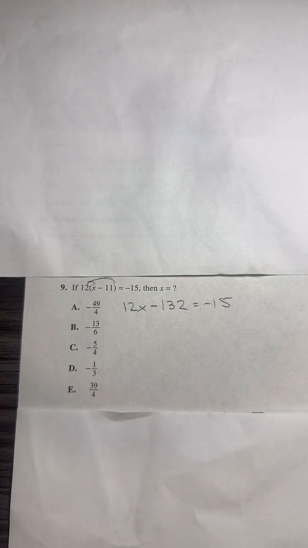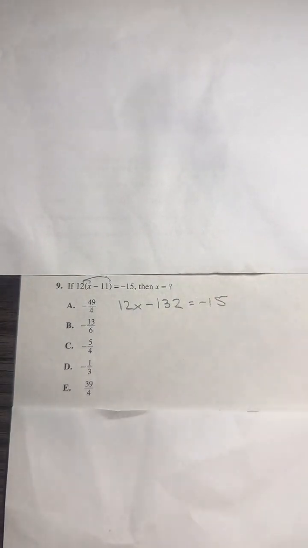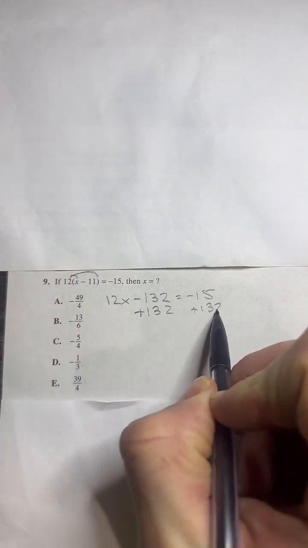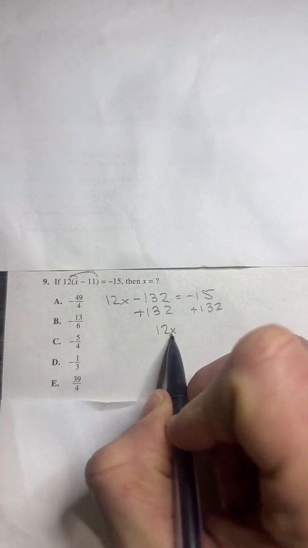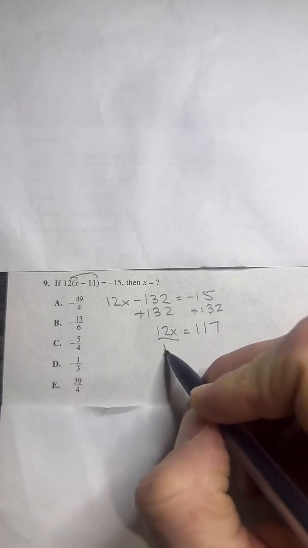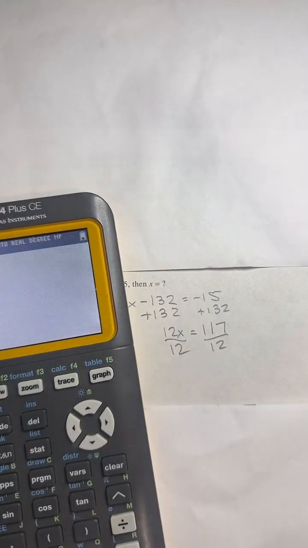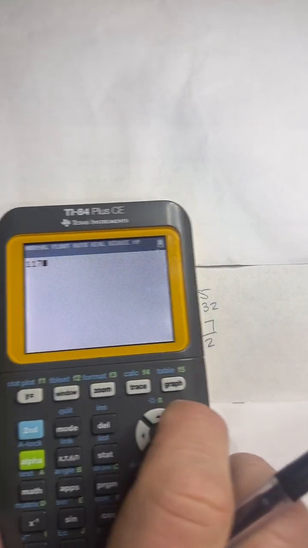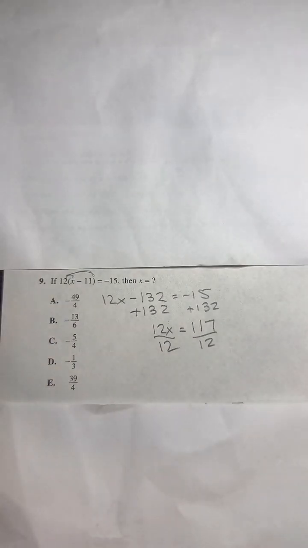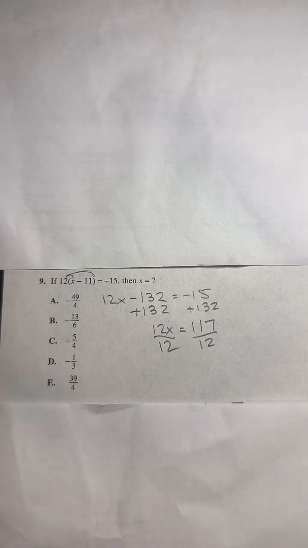Okay, so I don't need my calculator just yet. I'm going to add 132 to both sides. So I'm going to get 12x equals, all right, this would be 117. Divide by 12, divide by 12. How many times does 12 go into 117 evenly? So I'm going to go 117 divided by 12. Let's take a look at that, it's 9 and 3/4. All right. Well, I guess it wants us to reduce, I'm assuming. So we'll go to math.